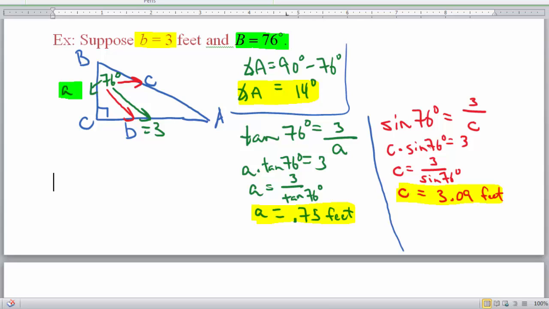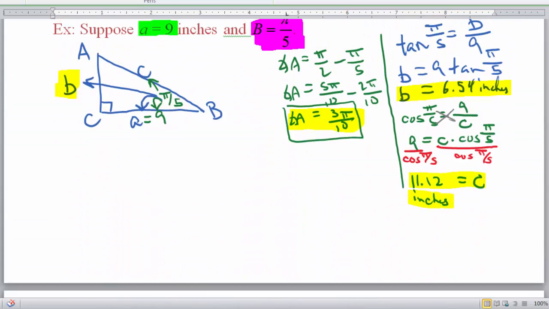The other thing that you might have noticed here, and this is something you can memorize if you really want to, is that in this problem we had our two unknowns in both equations in the denominator. And when the unknown is in the denominator, we end up dividing the other side that we know by the trig function. Right here we had 3 divided by the sine of 76. Here we had 3 divided by the tangent of 76. So when the unknown is in the denominator, we end up dividing by the trig function.